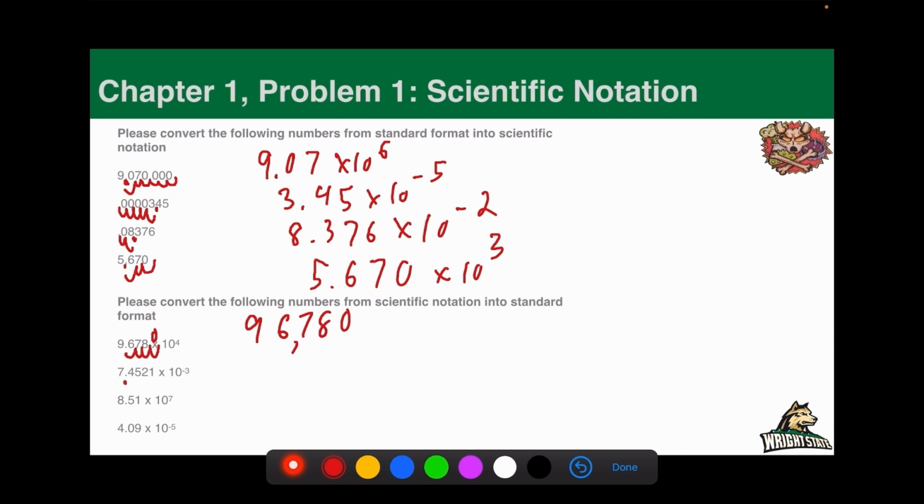Here's our decimal point. We're going to move it. It's negative third, so we're making this number smaller. We're going to move it 3 times to the left. So that's 1, 2, 3. Fill in our blanks with zeros. We get 0.0074521.